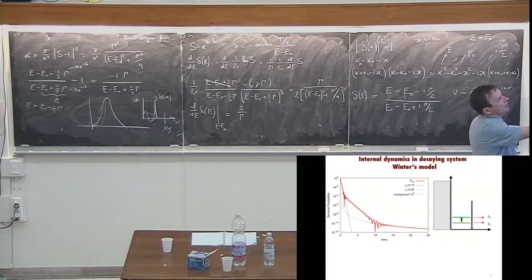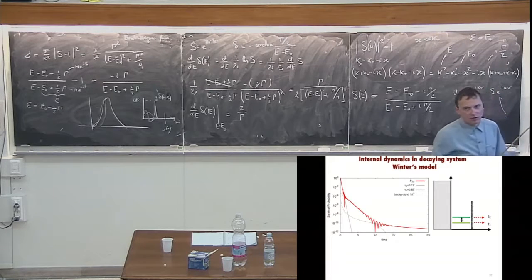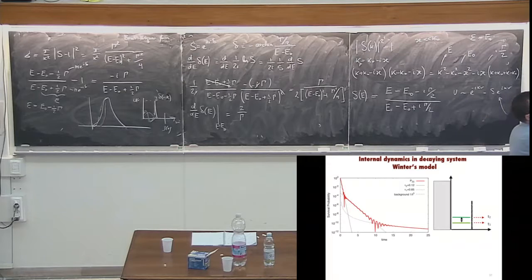I have a fast decay, which corresponds to one pole. Then I have a slower decay. So one pole is completely exhausted. Then I transition to a second pole. And then I have a power law.